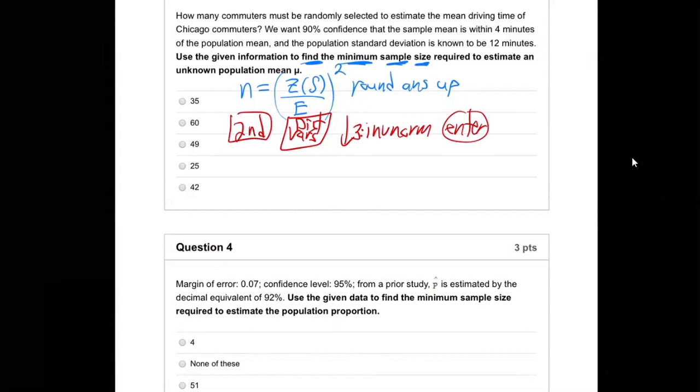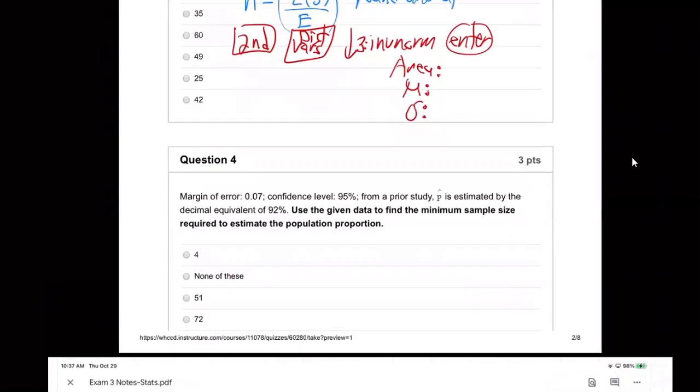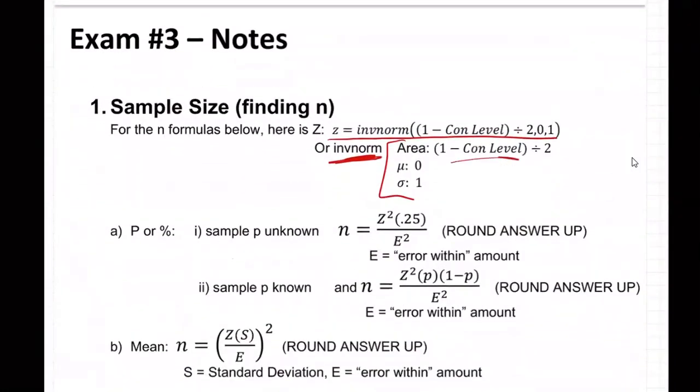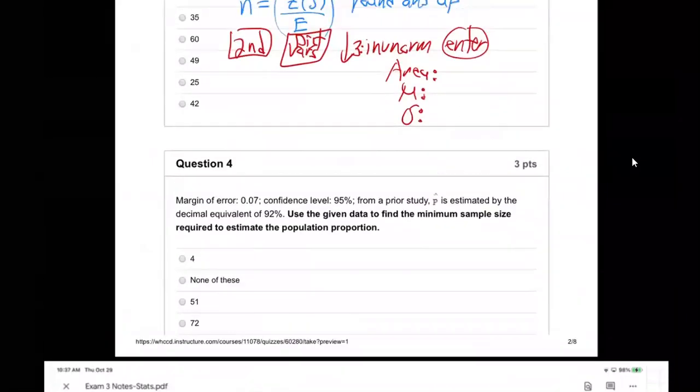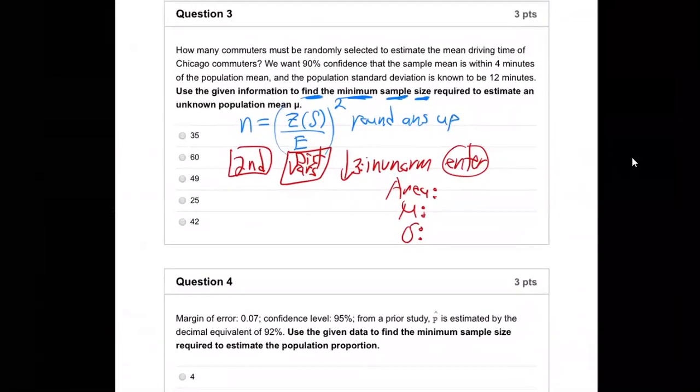And then you'll get inverse norm, and it'll ask you for area and mu and sigma. The area, I've written it out here for you: parentheses, 1 minus confidence level, divided by 2. So parentheses, 1 minus, what's the confidence level? 90%. Divided by 2. This is 0, this is 1. And so put that in.